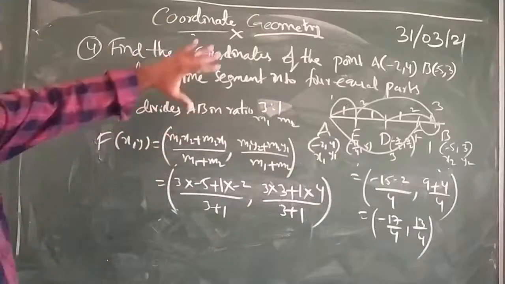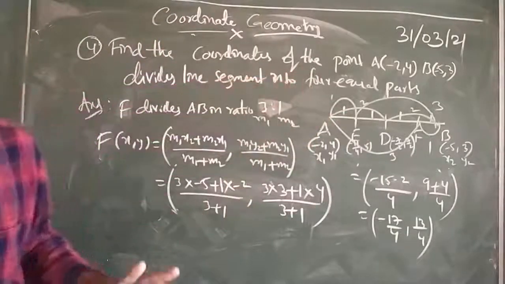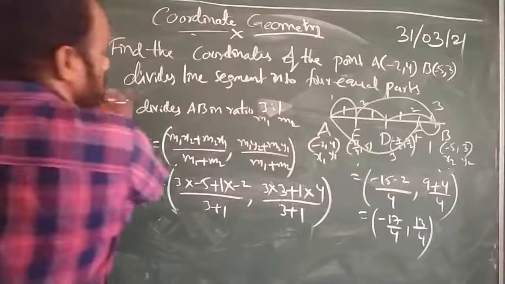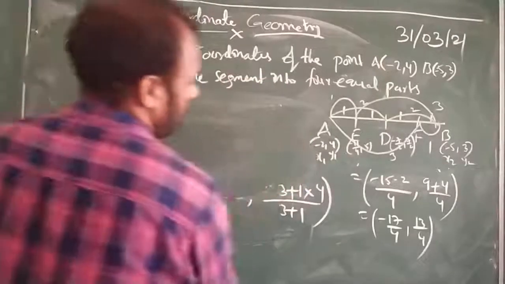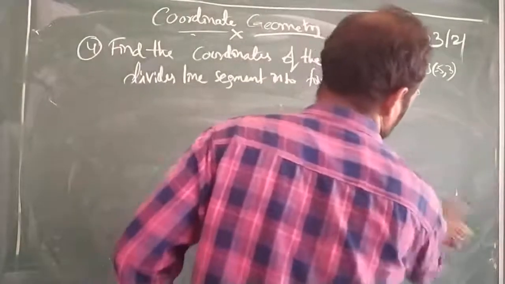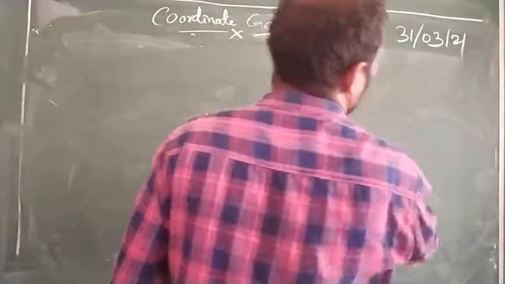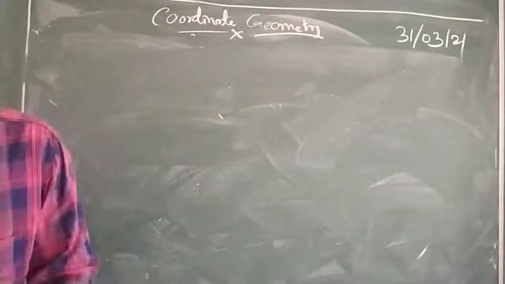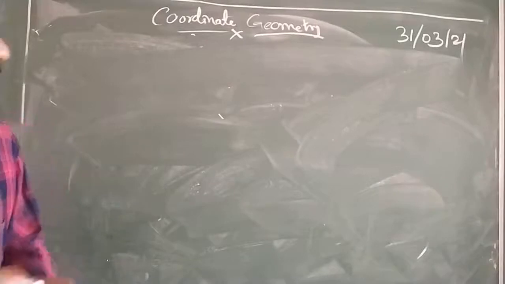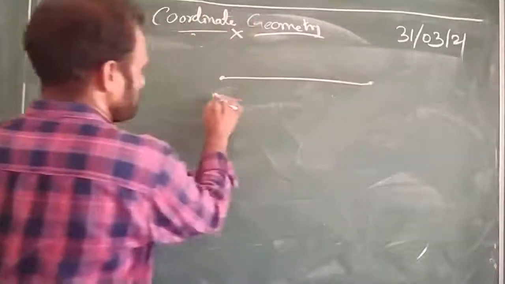In the previous question we learned trisection, where we made 3 parts. Now it is 4 equal parts. So this is the way we have to attempt the question, and we need to draw the line segment as well. Now another type: if he is asking us to make 5 parts, it may be 6 parts. So try to understand this concept carefully.